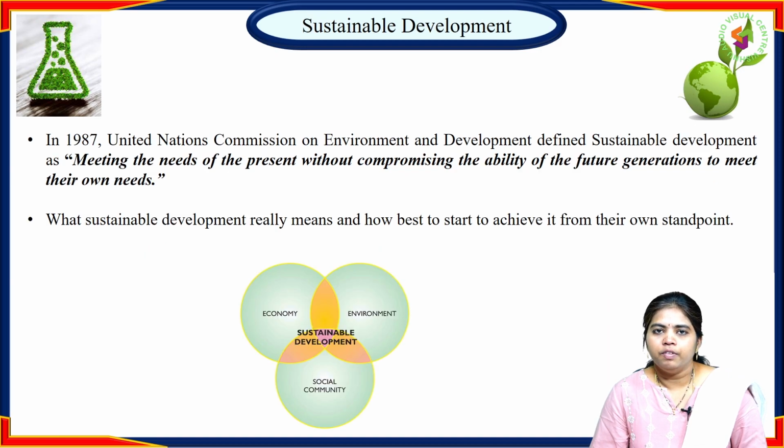In 1987, the United Nations Commission on Environment and Development defined sustainable development. So what is sustainable development? Here we are trying to meet the needs of the present generation without compromising the needs of future generations. Whatever needs we have, they need to be met, and at the same time, we should not compromise the needs of future generations. So by involving all the green chemistry principles, we will be able to have such an environment where our needs are met without compromising the needs of future generations.